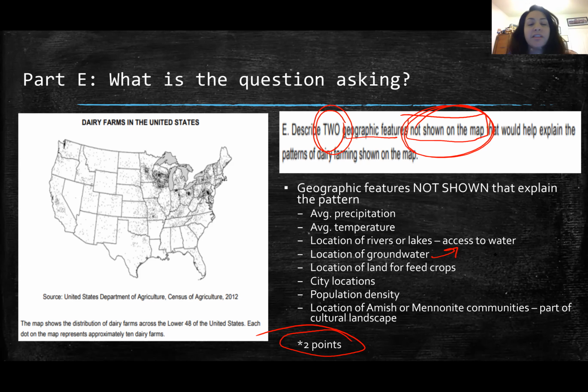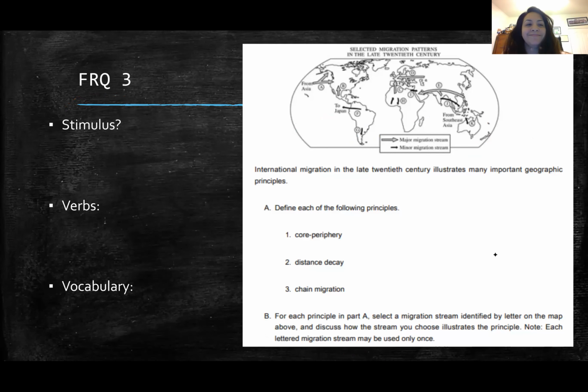Again, you're not going to have dairy farms in hugely populous areas. Or the location of Amish or Mennonite communities, because it's a part of their cultural landscape to have cows, to have animals that they can get dairy from. All right. So you just needed to pick 2 things. And there you go. All right.